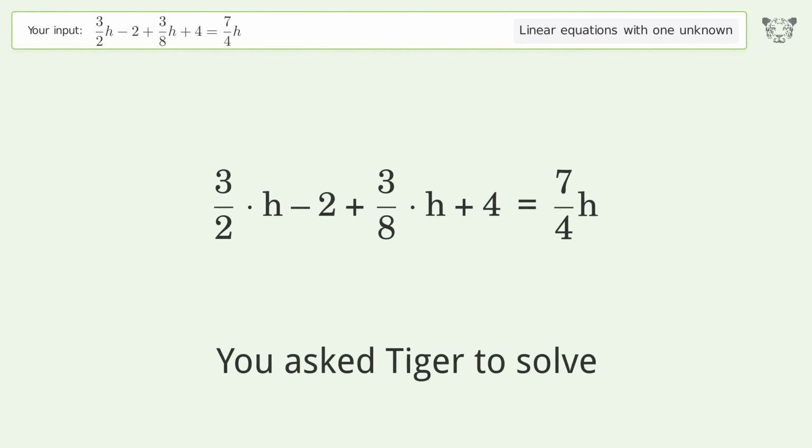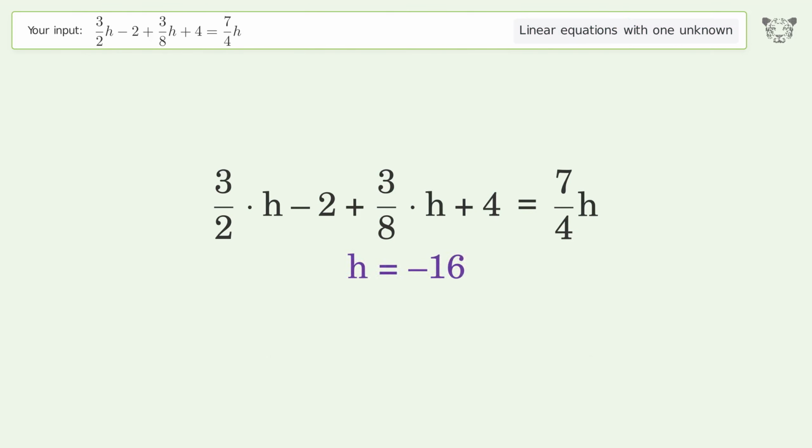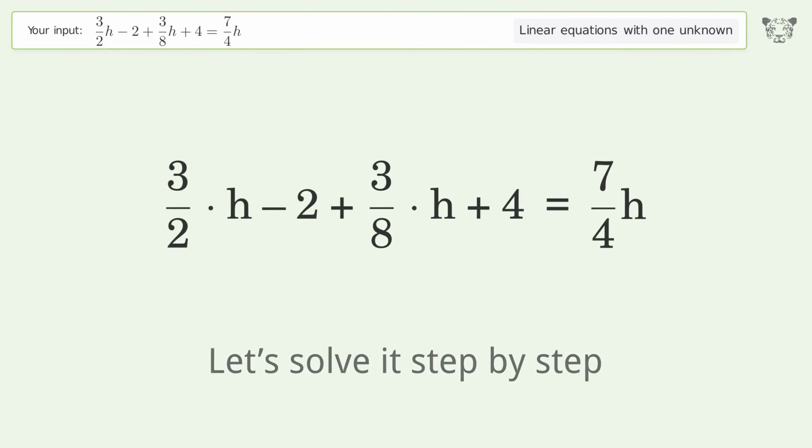You ask Tiger to solve. This deals with linear equations with one unknown. The final result is h equals -16. Let's solve it step by step.